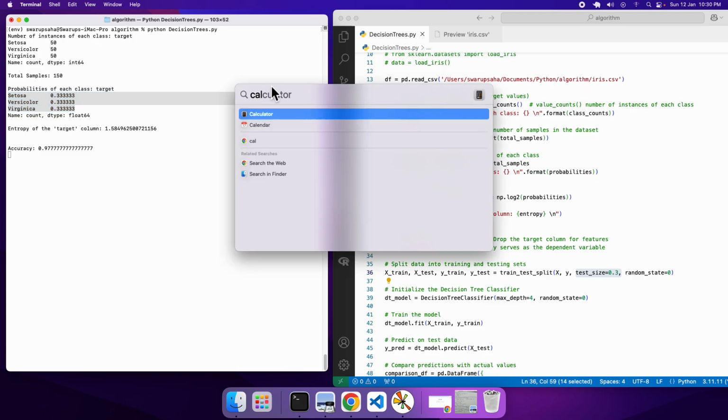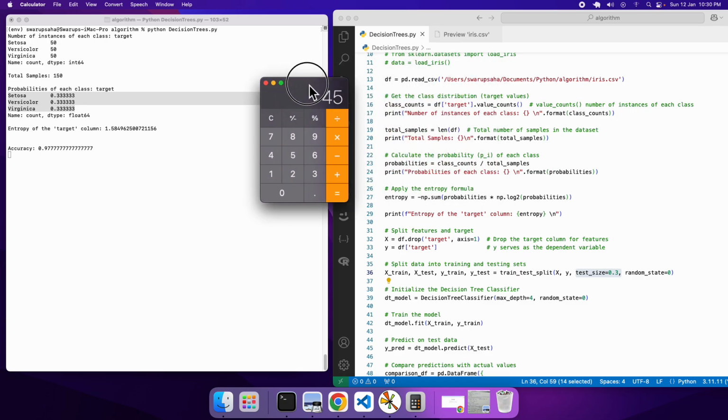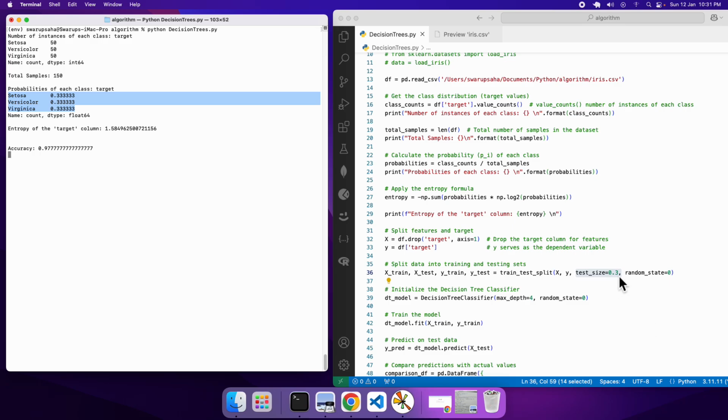How much is 30%? The total number of data we have is 150, so 150 into 30 divided by 100 gives us 45 rows. Out of 150 rows, 45 rows I'm keeping for my testing part. The remaining 105 I'm going to use for my training part. Remember, the total number of rows is 150. Out of 150, 30% I'm using for testing, so 105 rows I will be using for training, and explicitly 45 rows I'm keeping for my testing. That's what I have mentioned over here.